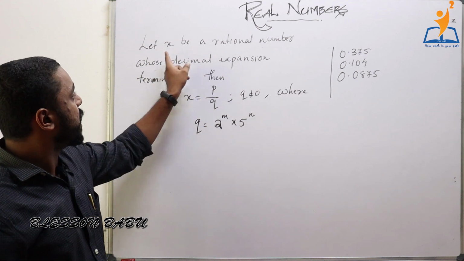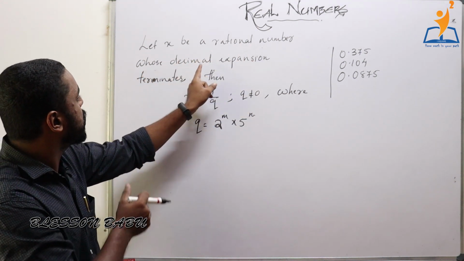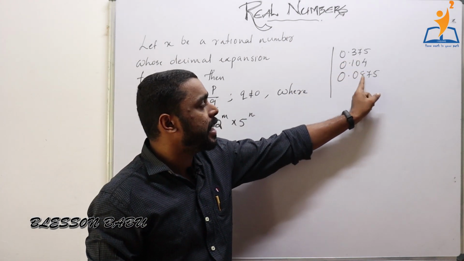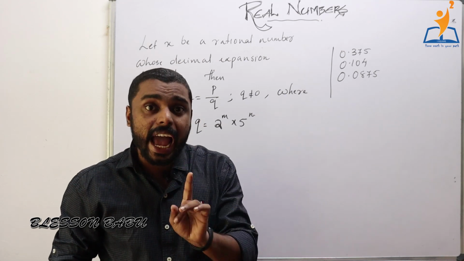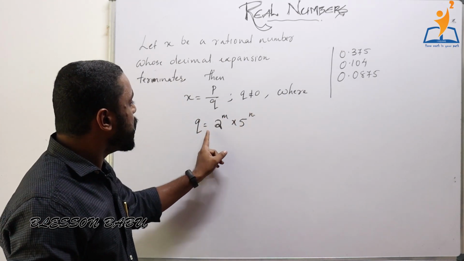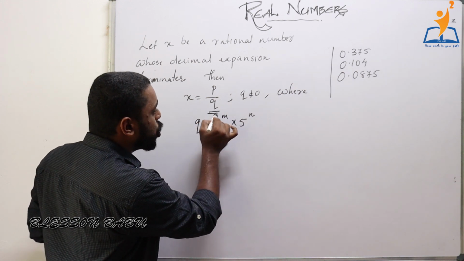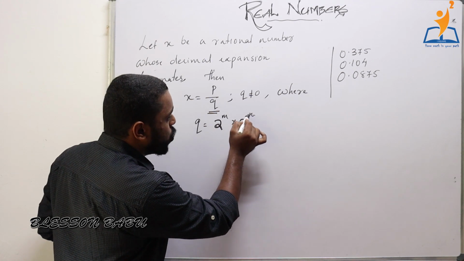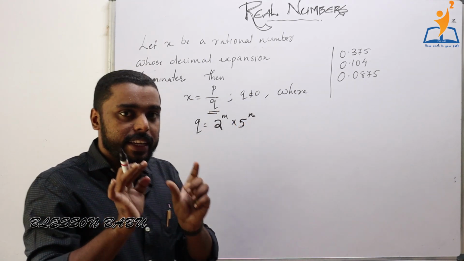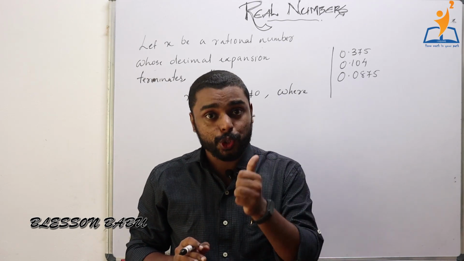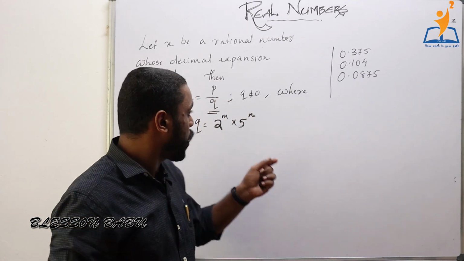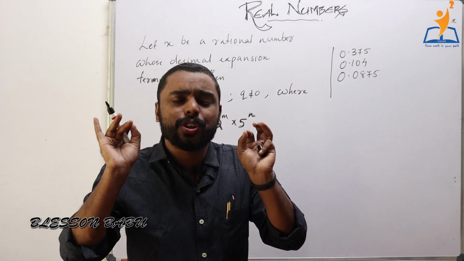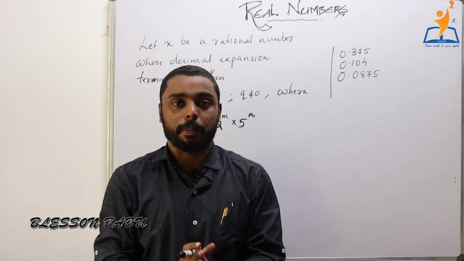So whenever x is a rational number whose decimal expansion terminates, then x equals p by q. Of course, we represented each of the numbers in the form p by q, and the denominator q is of the form 2 raised to m into 5 raised to n. That is, whenever the denominator has only powers of 2 or powers of 5 or both, then we can say that the decimal expansion of that number will definitely terminate.